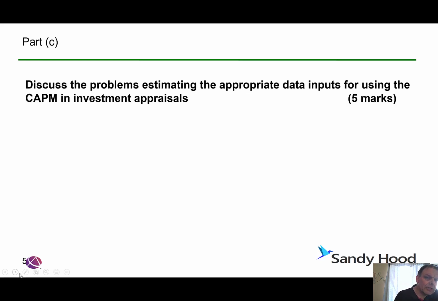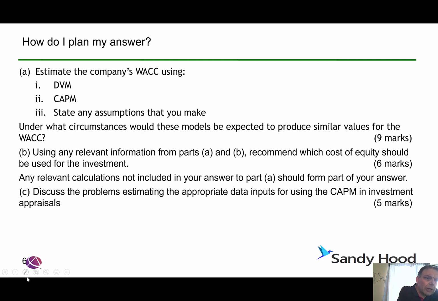And finally, discuss the problems estimating the appropriate data inputs for using the capital asset pricing model in investment appraisals. So slightly detached from the other questions. So how would I plan my answer? Well, I've got the first area A, for 9 marks, second for 6, and the third for 5.